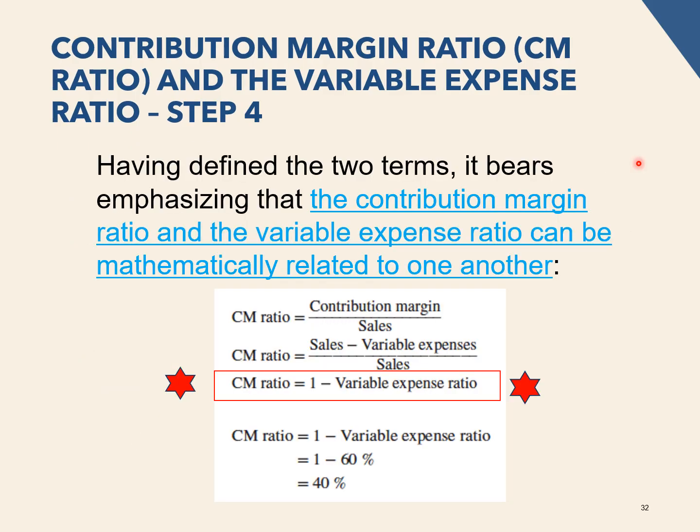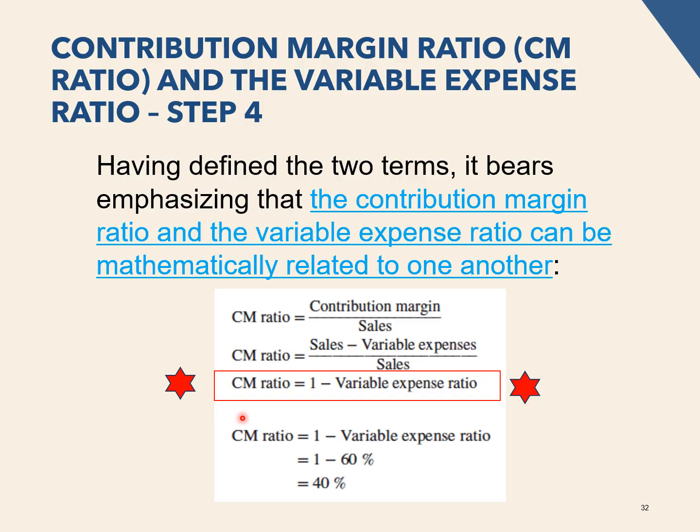Having defined the two terms, you must notice that the contribution margin ratio and the variable expense ratio can be mathematically related to each other. Here is the demonstration. Contribution margin ratio is equal to contribution margin divided by sales, and contribution margin is equal to sales minus variable expenses. So the contribution margin ratio can also be shown as sales minus variable expenses divided by sales.